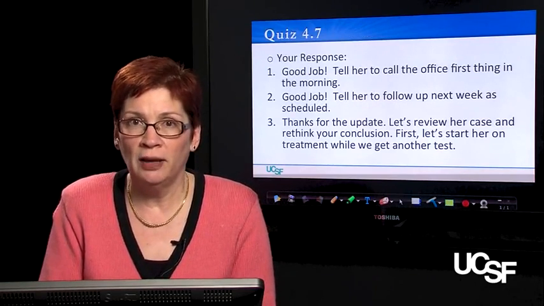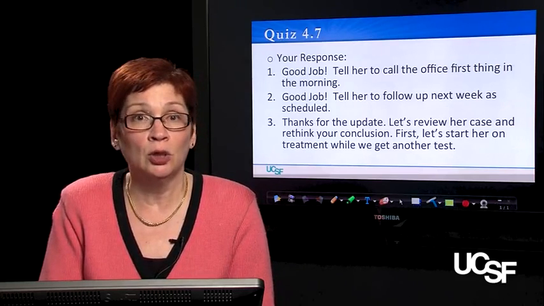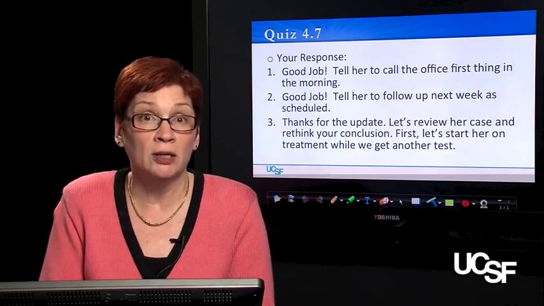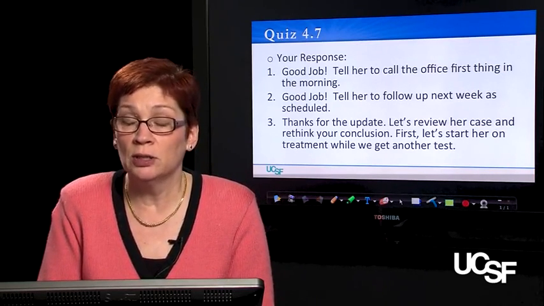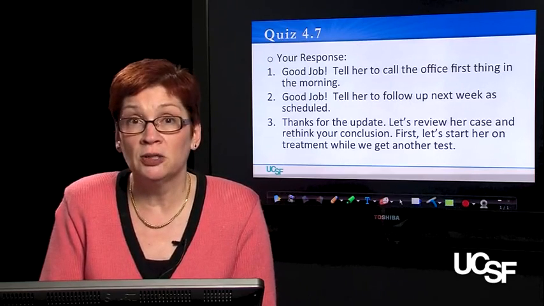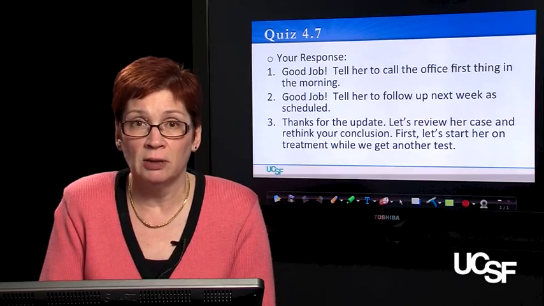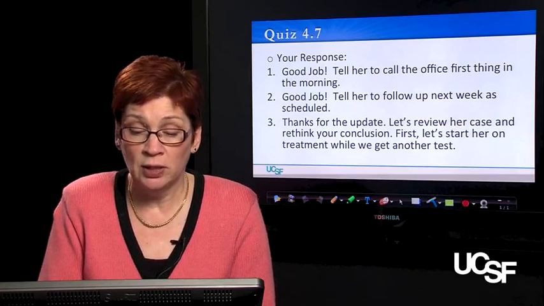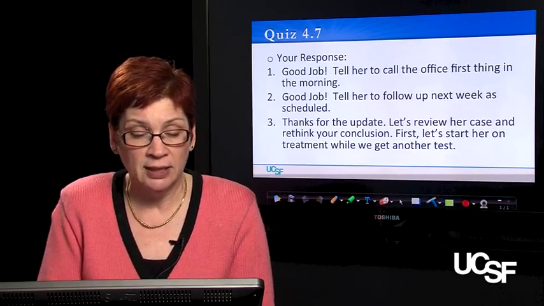Number 1, good job. Tell her to call the office first thing in the morning. So, accepting the intern's conclusion that she didn't have a pulmonary embolus and that you can follow her up tomorrow and figure out what else might be going on. Number 2, good job. Tell her to follow up next week as scheduled. You accepted the intern's conclusion that she didn't have a pulmonary embolus and don't think there's anything that needs to follow up sooner than that. Or number 3, thanks for the update. Let's review her case and rethink your conclusion. First, let's start her on treatment while we get another test.